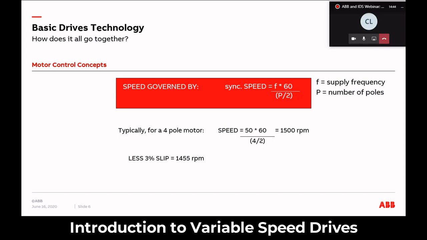Typically that slip can be anywhere between 2 to 5 or 6%, depending on the motor you're using. But on average, if we assume less than 3% slip, you're going to get something in the region of about 1,455 RPM. So as we were saying before, in an ideal world you'd like that exact speed of 1,500 RPM, but in reality, because of the slip, you're going to get something closer to, in this example, 1,455 RPM.